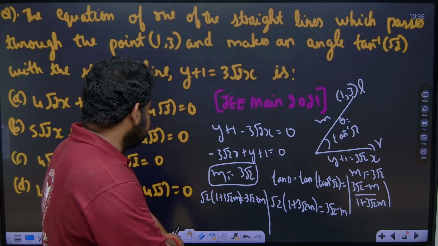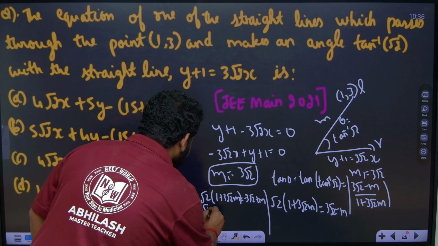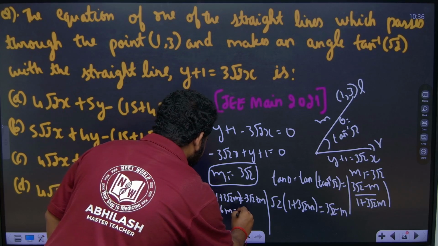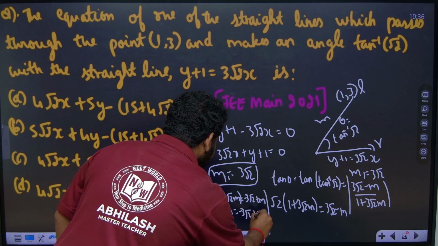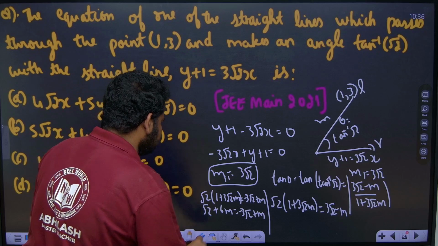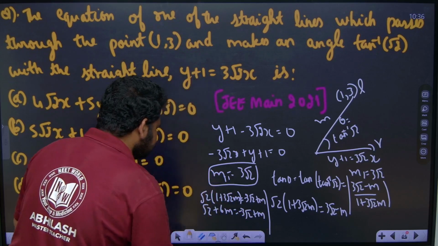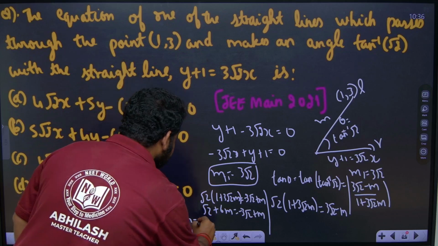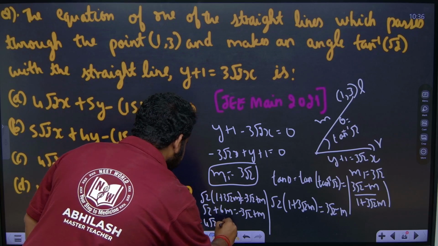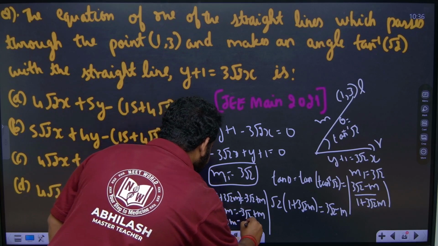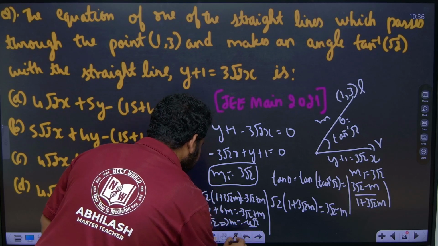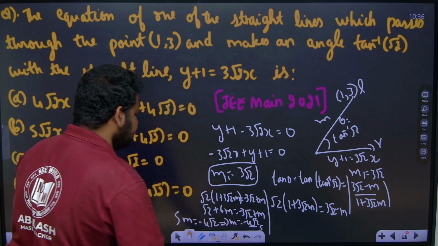Now solving this: root 2 into 1 is root 2, plus 3 root 2 times root 2 is 6, so root 2 plus 6m is equal to minus 3 root 2 plus m. So this will become 5m equal to minus 4 root 2. This implies m is equal to minus 4 root 2 by 5. So m is equal to minus 4 root 2 by 5.